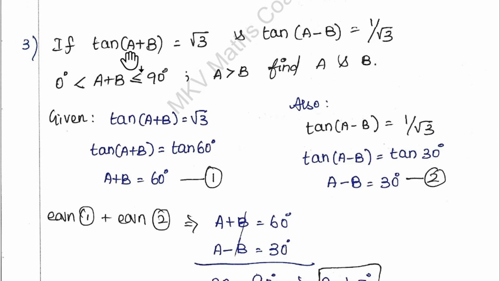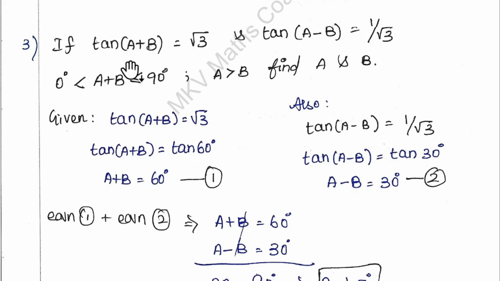Given that tan of a plus b equal to root 3, tan of a minus b equal to 1 by root 3. This is one statement, and this is another statement. Also given that a plus b is between 0 and 90 degree, that is, the angle of a plus b will be between 0 and 90 degree. A is greater than b. Find the value of a and b.